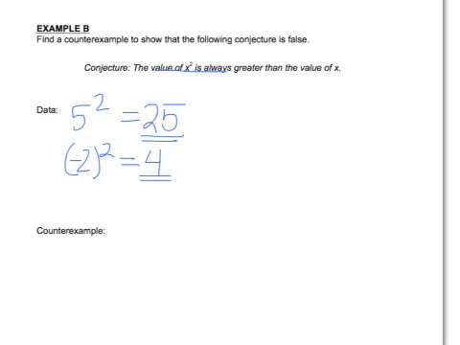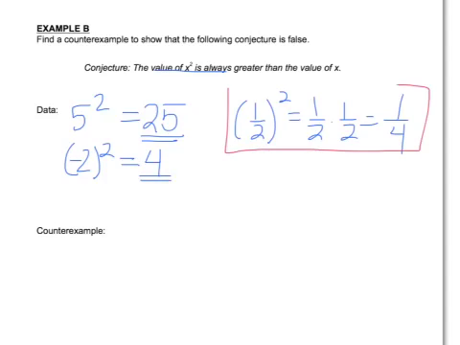So I've got negatives, I've got positives. What about a fraction? Let's try a half. 1/2 squared. Well, that's really 1/2 times 1/2, which is 1/4. Oh, wait a second here. 1/4 is definitely smaller than a half. So this is my counterexample. 1/2 squared equals 1/4. And 1/4 is definitely smaller. So there's a counterexample that works for us.